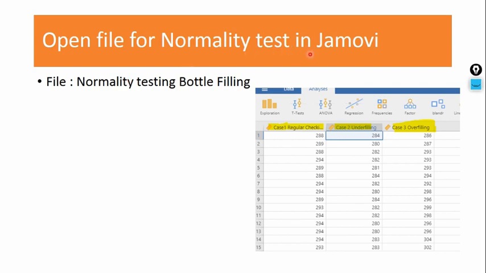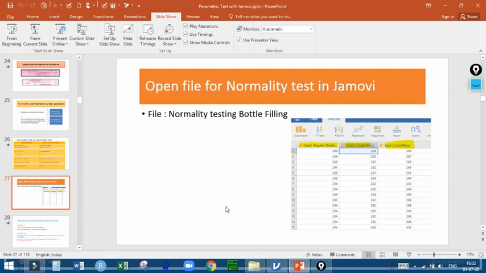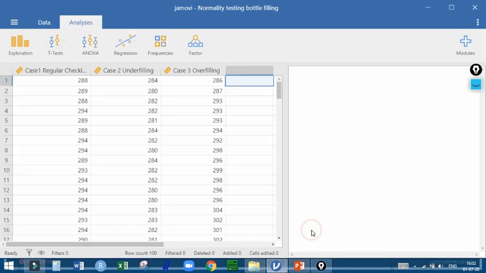Now the normality test in Jamovi. Friends, I have created a dummy file to show you the concept of normality. I have a file, normality testing bottle filling. Friends, I have discussed this bottle filling example in my video on hypothesis testing. You can check that video, then it will be easier for you to understand. Let's open this file.